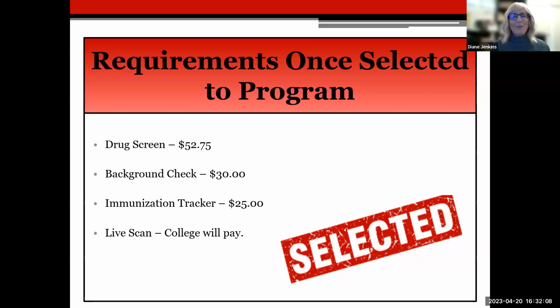And so, regarding the requirements, once you are selected, the office will send out an email, and they'll give you information regarding a drug screen, a background check, and an immunization tracker. These are the prices because we like to tell you ahead of time so that you're prepared. The live scan we will do once you are actually in the first week of school. That first Saturday of the first week of school, we will have it at the BC campus, and our college will pay for that.